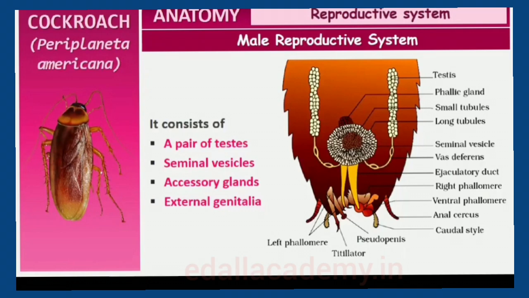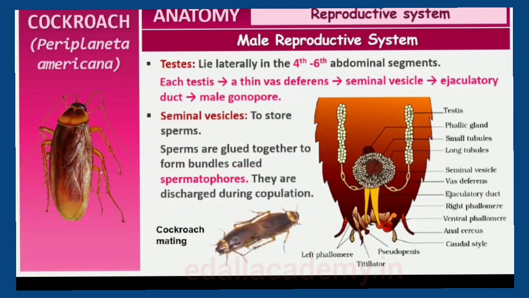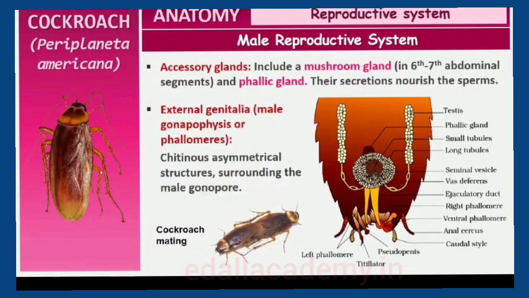Male reproductive system consists of a pair of testes, one lying on each lateral side in the 4-6th abdominal segments. From each testis arises a thin vas deferens, which opens into ejaculatory duct through seminal vesicle. The ejaculatory duct opens into male gonopore situated ventral to anus. A characteristic mushroom-shaped gland is present in the 6th-7th abdominal segments which functions as an accessory reproductive gland. The external genitalia are represented by male gonapophysis or phallomere, chitinous asymmetrical structures, surrounding the male gonopore.